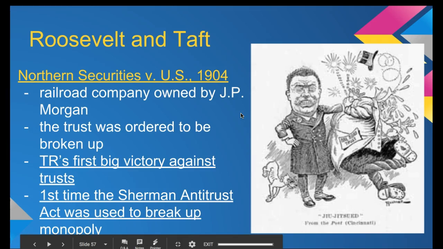So this is important because it was Teddy's first big victory against the trusts. Northern Securities versus the U.S. U.S. won. The people won. Teddy Roosevelt won. It was also the first time that the Sherman Antitrust Act had been used to break up a monopoly. So the first time the Sherman Antitrust Act was used for its intended purpose. Yay.